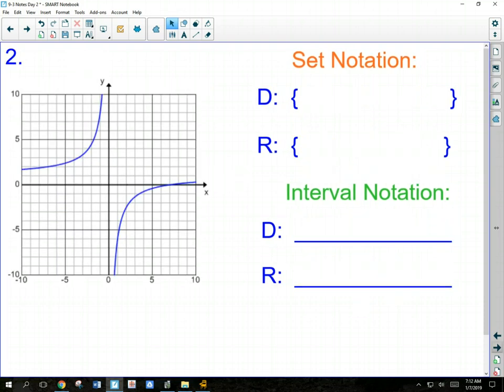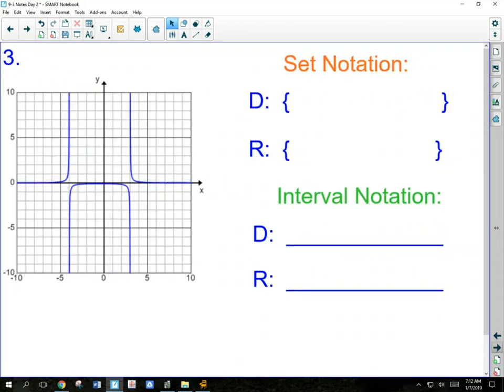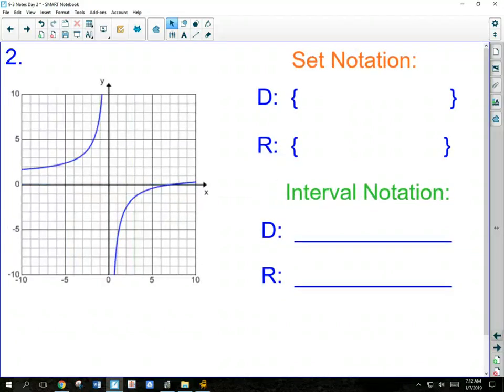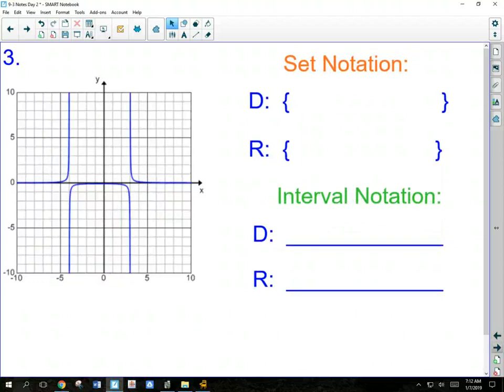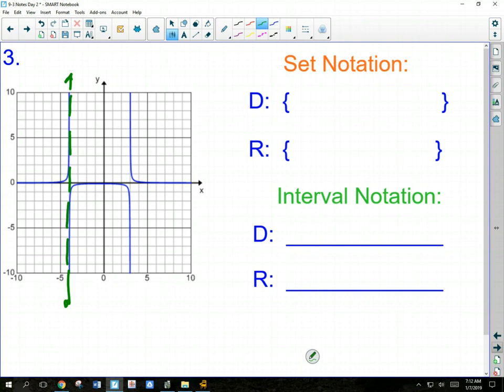All right, we're going to skip this one because it's really repetitive. Let's go to this one. Again, this has a vertical asymptote at -4, and again at +3, and I have a horizontal asymptote at y equals 0.